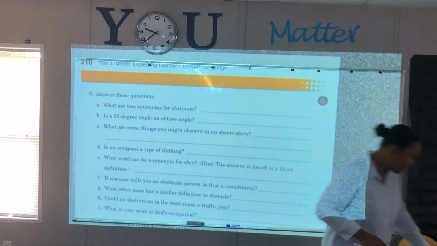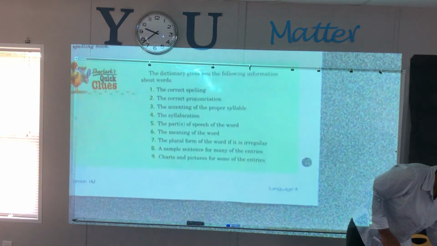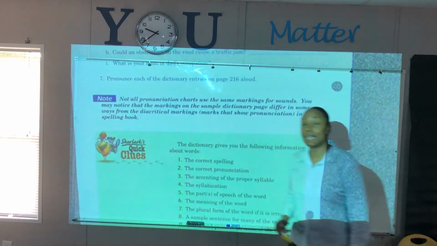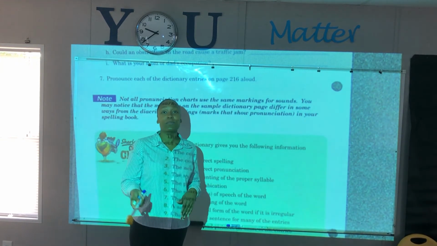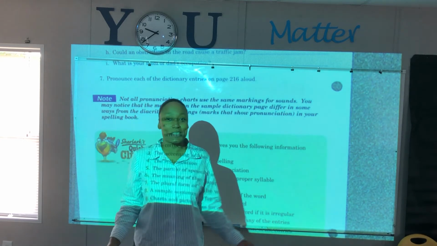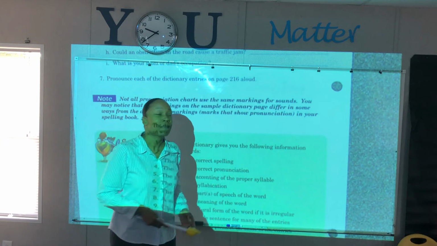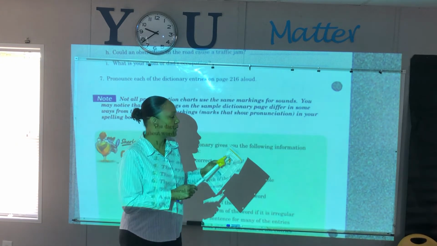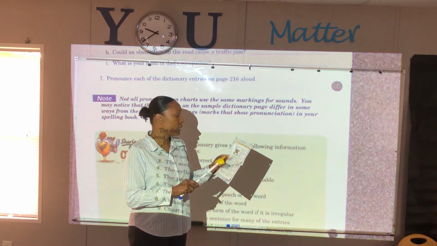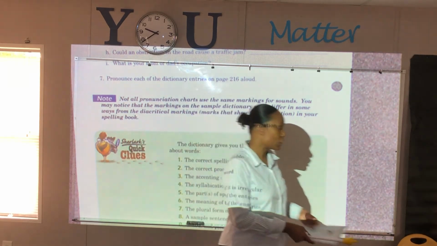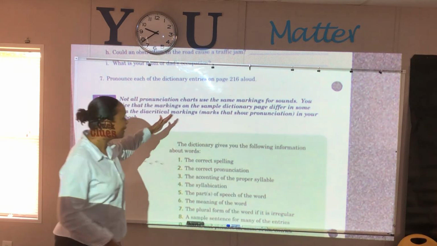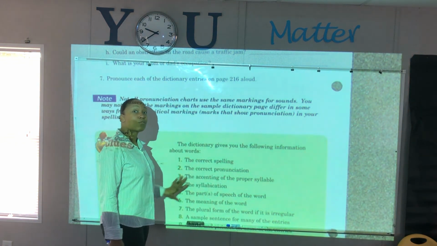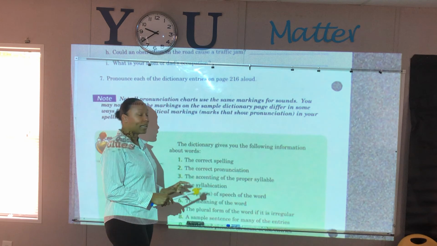Now let's look at the very bottom. Number 7 is simply asking you to pronounce the words on page 216. Just the words. You don't have to say the definitions, the sentences, etc. Okay? So you would take the list and simply go down and say observatory, observe, obstacle. That's all you have to do for that page. And finally, you have everything that we covered from the very beginning written for you as a reference tool as to what the dictionary provides.